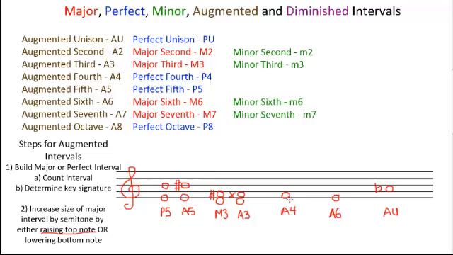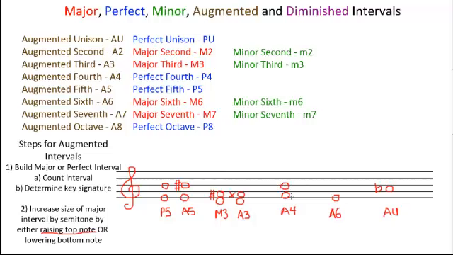Okay, so let's try some examples where I haven't given you the original interval. So I want an augmented fourth. So the first step is to build that major or perfect interval. So in order to do that, we have to count the interval first. So from the F, we count up 4 and write in a B.